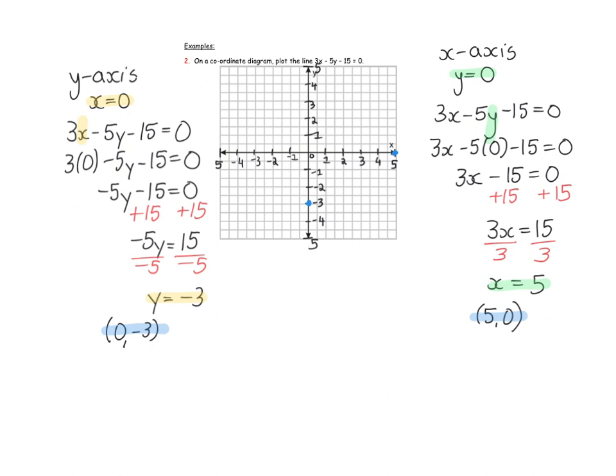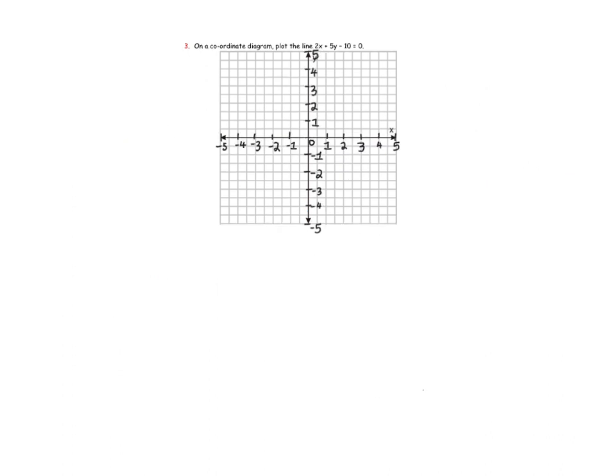The final thing you need to do, and you need to do this with a ruler, is you just join the dots together. And you continue them either side. And that's how we've drawn the line of 3x minus 5y minus 15 is equal to 0.